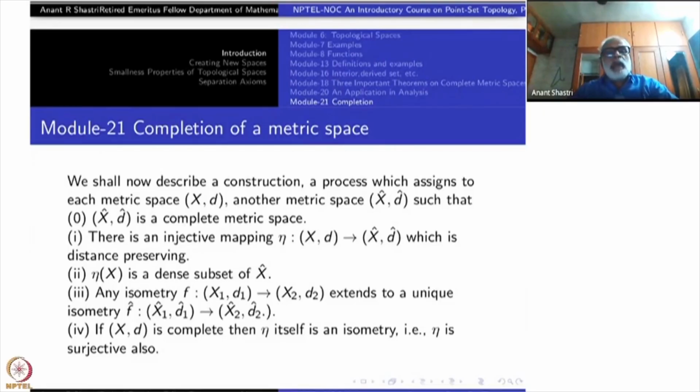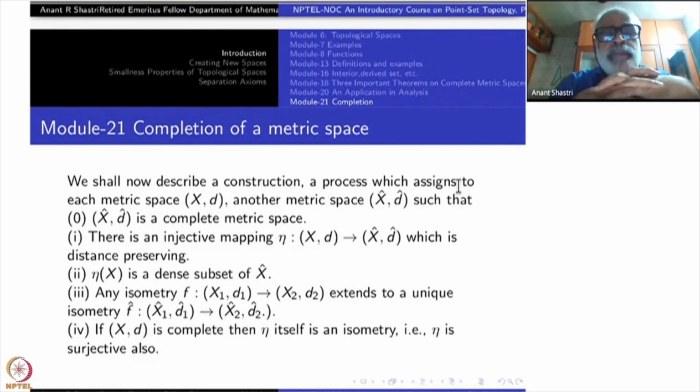Welcome to Module 21, Completion of a metric space. We have defined the concept of what is a complete metric space. So we want to now define what is the meaning of completion of a given metric space.